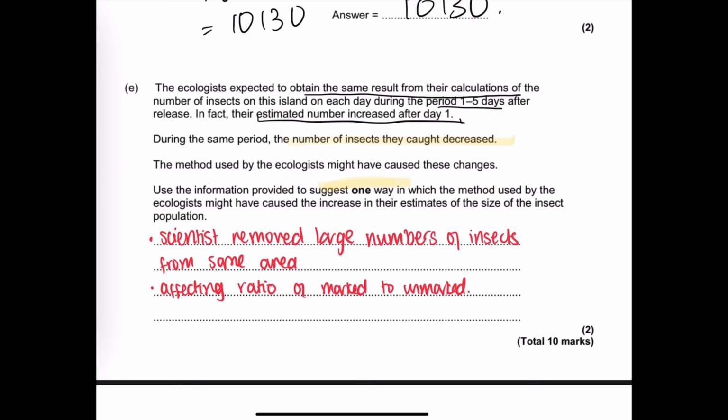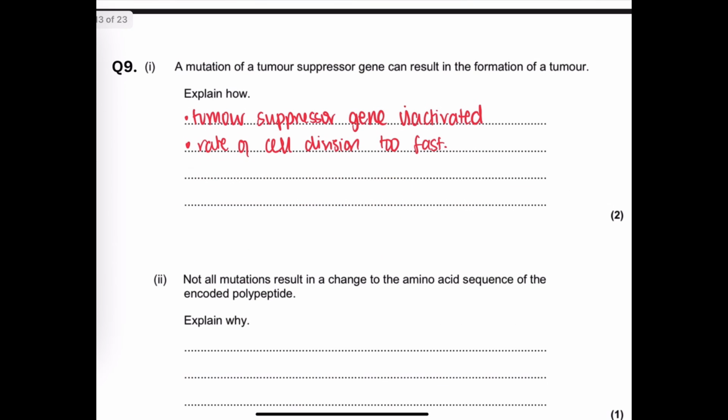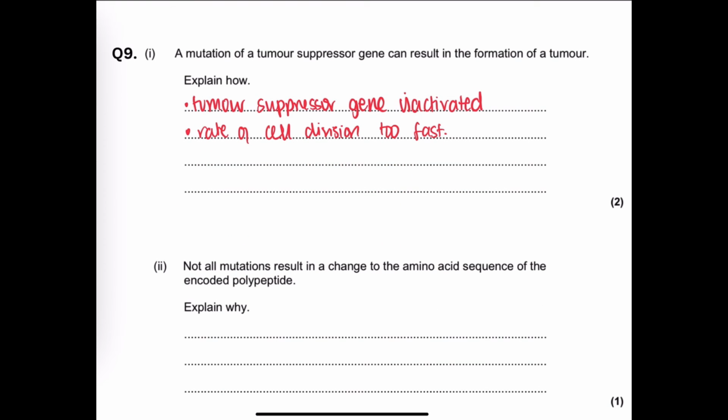So it's because scientists removed large numbers of insects, and because they did not return them to the same area and the same population, this affected the ratio of marked to unmarked. We know it's division, so a bigger or smaller number is going to change what the overall calculation is. So question 9, a mutation in a tumor suppressor gene can cause the formation of a tumor. Explain how.